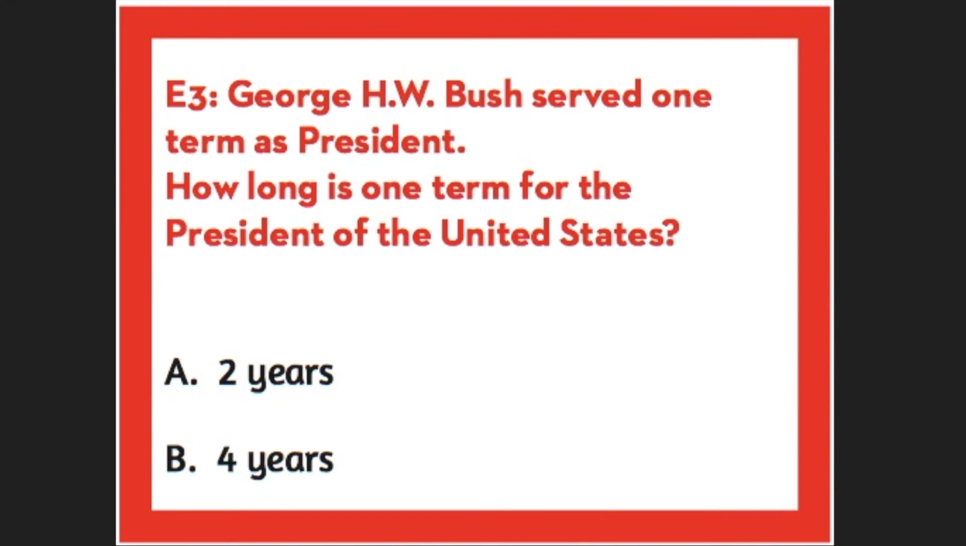Okay, so the answer is going to be B, 4 years. So this is actually determined by the Constitution. A senator has a term that lasts 6 years, and a congressperson of the House of Representatives has a 2-year term. Okay, and the president has a 4-year term. So everything overlaps, which is pretty neat. So this year, 2020, is an election year for the President of the United States. And this is going to occur every 4 years.